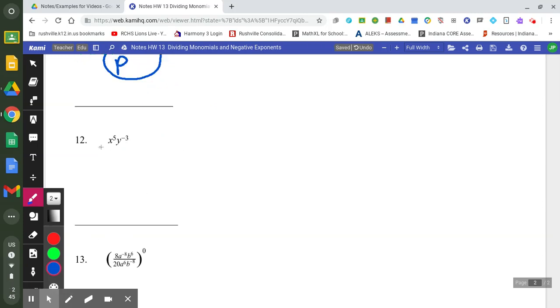Number 12 is not a fraction, so I'm going to make it a fraction. x to the positive 5th stays on top, and then I have y to the negative 3rd. The y comes to the bottom, and that negative 3 becomes a positive 3.